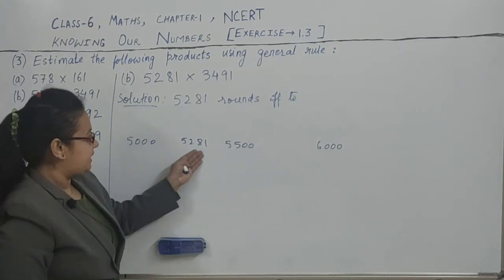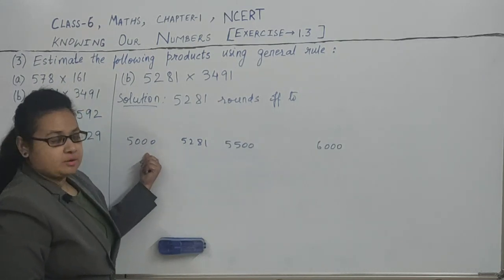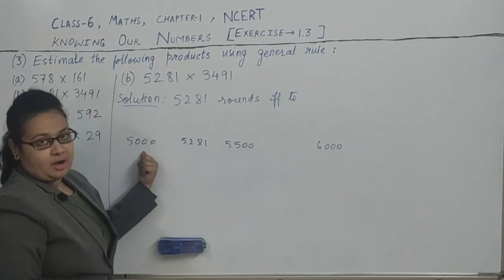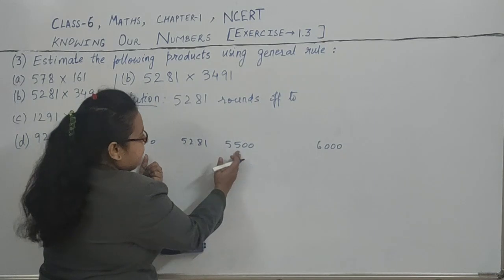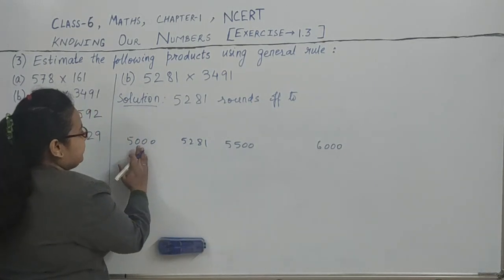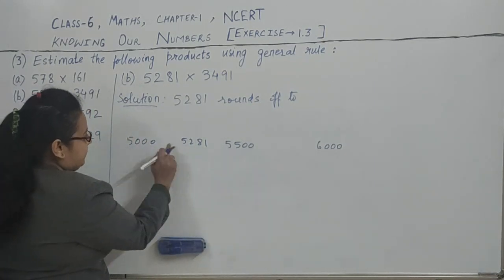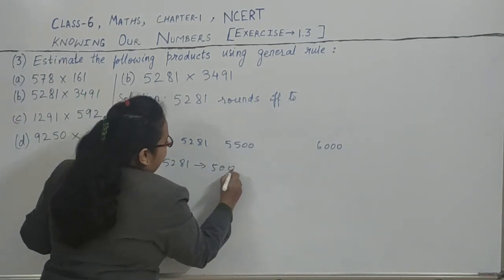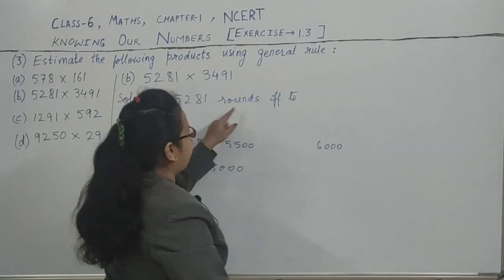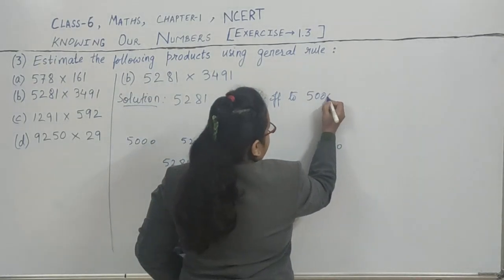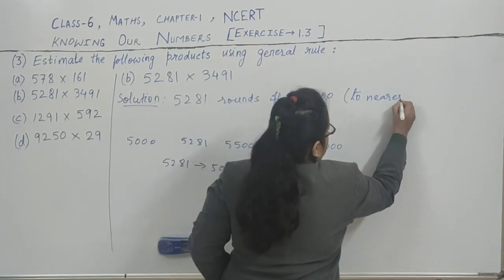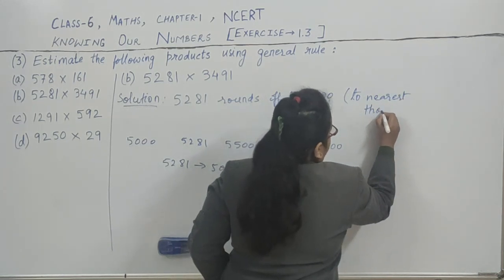So this number can be rounded off to 5000 because the nearest thousands for this number is 5000. Okay, because it is less than the middle number. So 5281 can be rounded off to 5000. This rounds off to 5000 to nearest thousands.